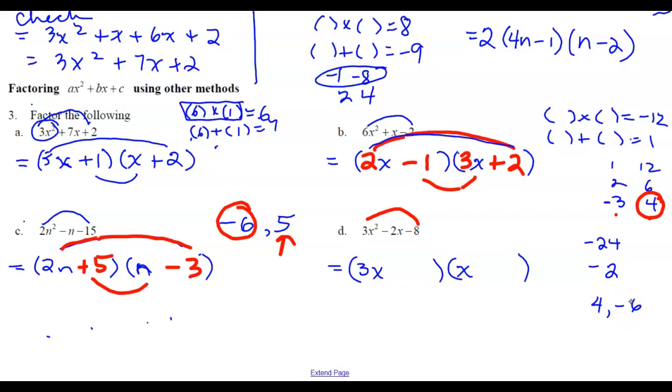So then I'm looking at my inspection to get those outside and inside. So 3 doesn't go into 4. So obviously my outside has to give me negative 6. 3 times negative 2 is negative 6. And my inside has to give me 4, so that will be positive 4. Okay. So then on the next side.